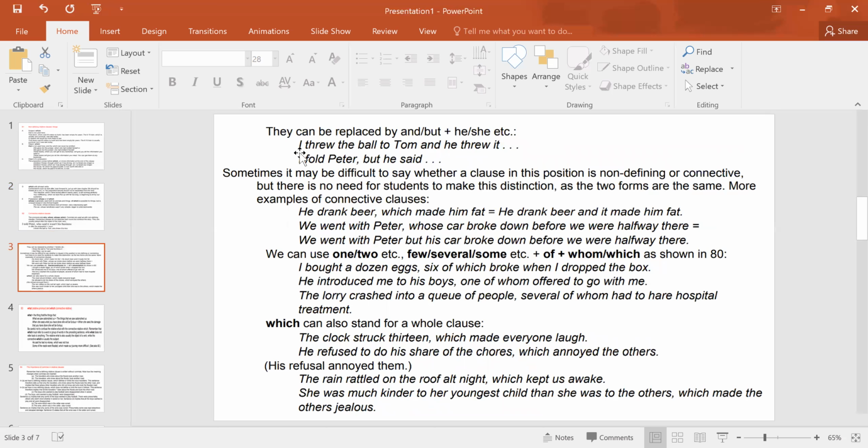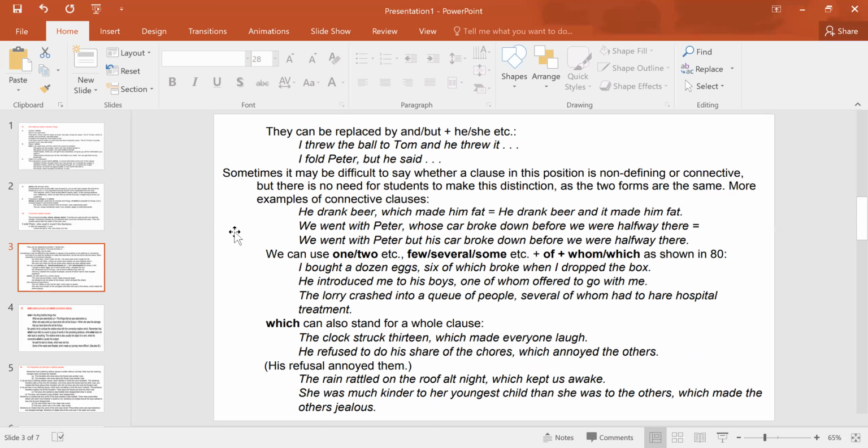On the next slide, we have some more examples of connective relative clauses. They can be replaced by and, but, plus he, she, etc. I threw the ball to Tom and he threw it to Anne. So here you are replacing the connective relative clause with "and he", and you can also replace it with "but he" or "but she" or "and she", etc.